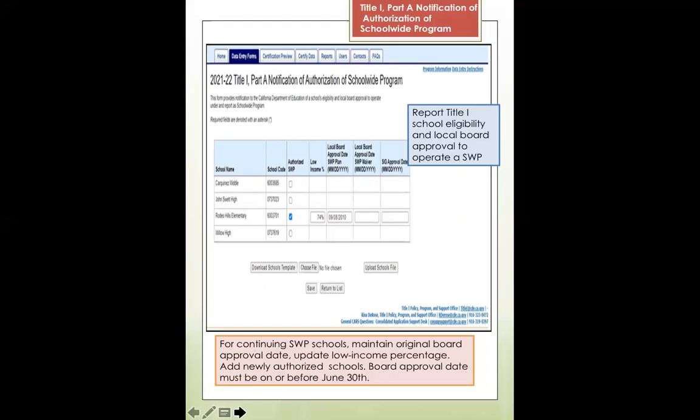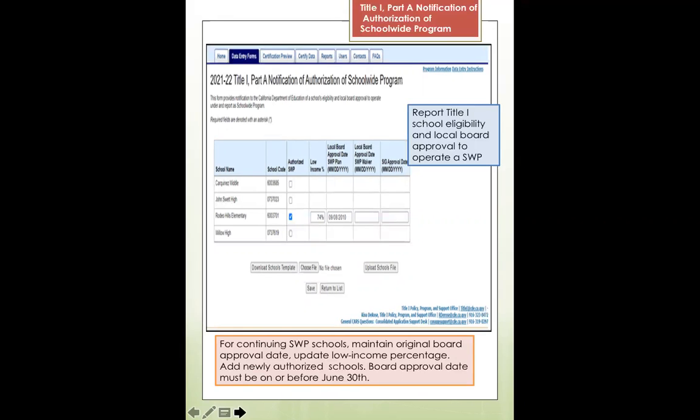However, there is a waiver you can get if you have a school below 40% that doesn't meet the 40% poverty threshold. You can still have that school operating a school-wide program with a local waiver. When you get your prior schools that were already approved, keep the original board date, but they suggest you update your low income percentage. And any board approval date for new schools has to be before June 30th. So if you're going to have a school approved by your local board as a school-wide program before June 30th, you can add them to this report.